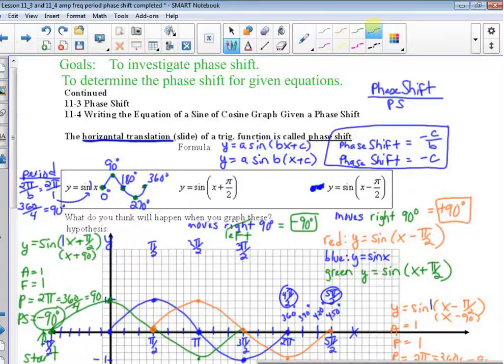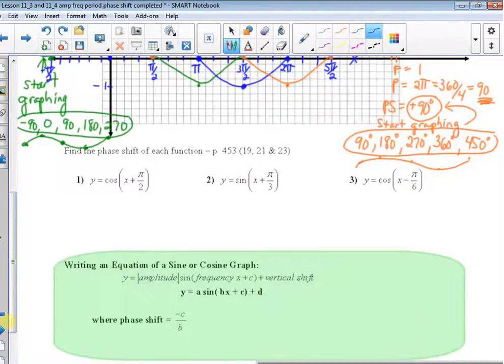Okay, so let's take a look at some examples. So for cosine of x plus pi over 2, the b is just a 1. So your phase shift is just negative 90 or negative pi over 2, because you're going to go 90 to the left. For number 2, again, you're going to move to the left 60, or negative pi over 3. This is where you're going to start it if you were going to graph it. And then the phase shift for the last one is positive pi over 6, because you're going to go to the right.